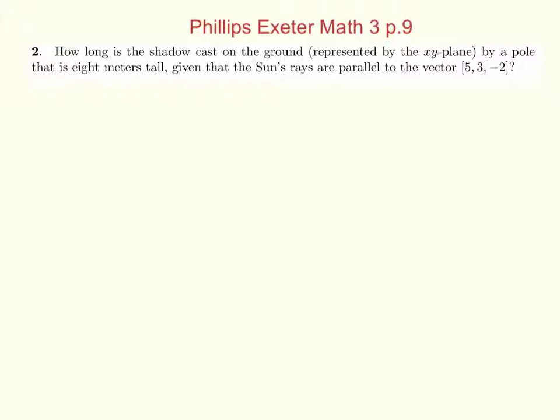Right, so let's draw a pole. Not digging that pen size, we'll just do that. Be a flagpole. This would be my flag. It's a happy face. Okay, anyways, we have the sun's shadow here. The sun's going to be red. And let's see, the sun's rays are parallel to the vector 5, 3, -2.